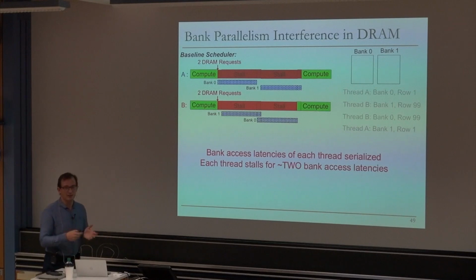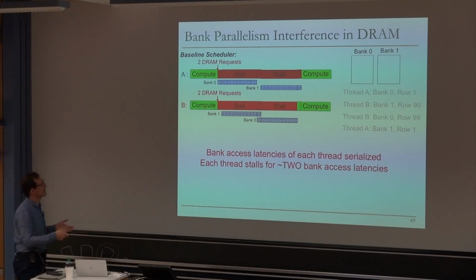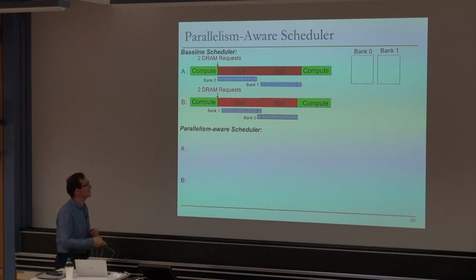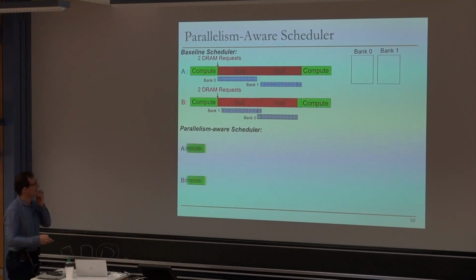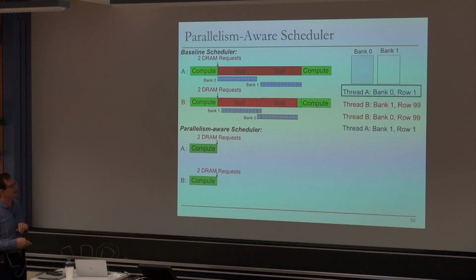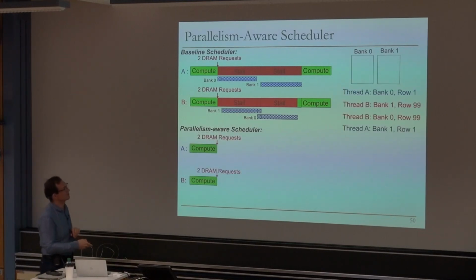The key question is, can we do better? If the memory controller were aware of the different threads' memory-level parallelism, it could do better, perhaps, by actually trying to preserve that parallelism. And that's the idea in a parallelism-aware scheduler. Both threads generate the requests again, and let's take a look at how the parallelism-aware scheduler behaves.